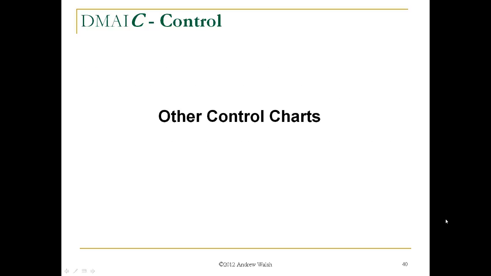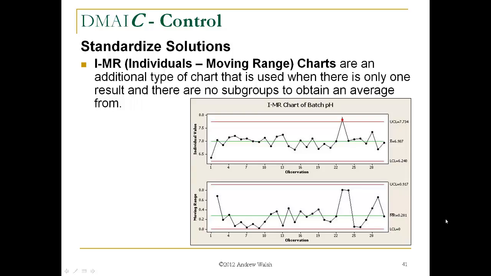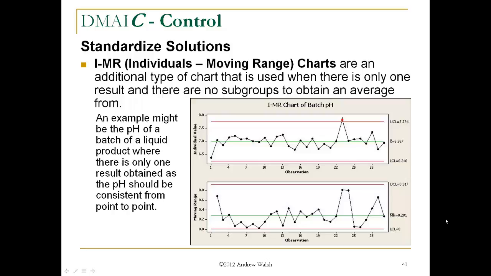Other types of control charts. The INMR, individuals moving range charts, are an additional type of chart that's used when there's only one result and there are no subgroups to obtain an average from. An example for this might be taking the pH of a batch of a liquid product, where there's only one result obtained, as the pH should be consistent from point to point. So we're just monitoring batch data here.